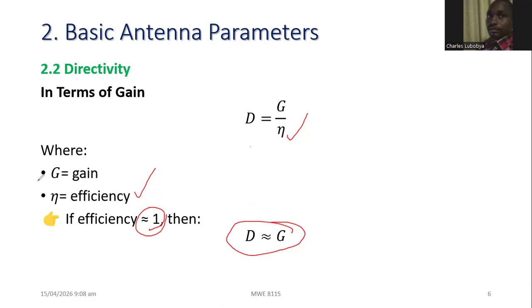Okay, so let's move on to another parameter. So we've looked at the radiation pattern. Now we've looked at the second one, which is directivity. Related to directivity, remember we have talked about gain. So let's talk more about gain. What is gain by definition?